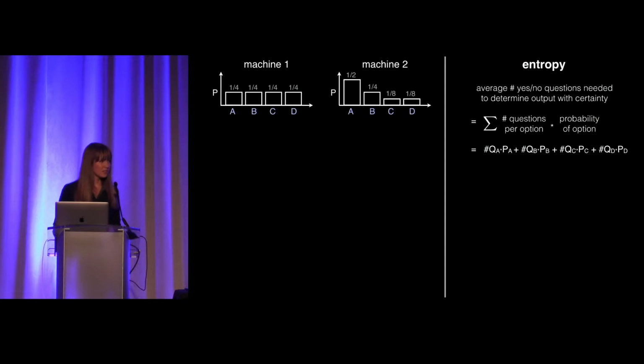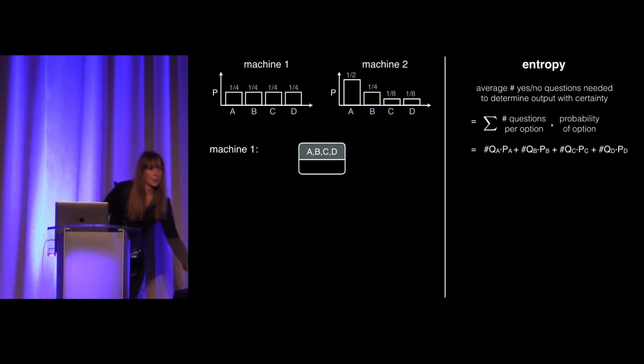Now, it turns out that the most efficient way to ask questions of this machine is to ask them in a way that divides the answer space in half with every question. So I'll show you what I mean by that. Let's take machine 1. Machine 1 can produce A, B, C, or D. And so we want to ask a single yes-no question where we get the answer yes half of the time, and we get the answer no half of the time.